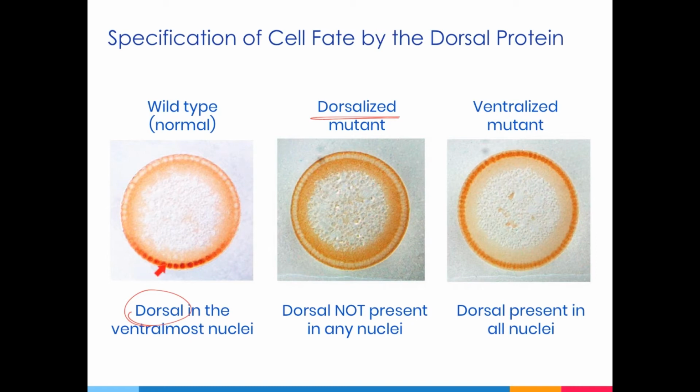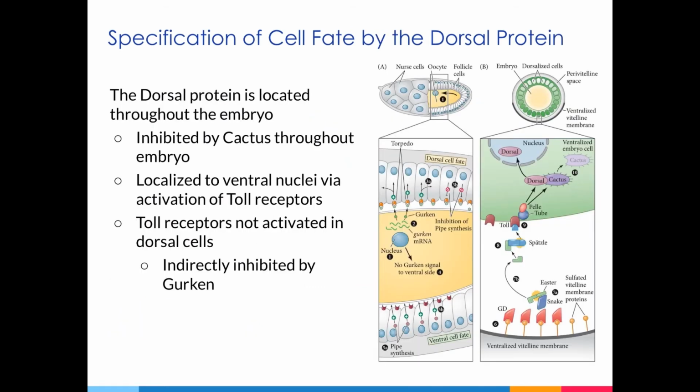Its activity is going to be highest at the ventral side of the embryo. But an important thing to keep in mind is that dorsal is actually found everywhere in the embryo, not just in the dorsal side. So how can it be acting as a morphogen? Throughout the embryo, dorsal is bound to another protein, cactus, which prevents it from entering the nucleus, so it's acting like an inhibitor. So cactus prevents dorsal from moving into nuclei and activating the transcription of genes that are needed to specify the ventral fate.